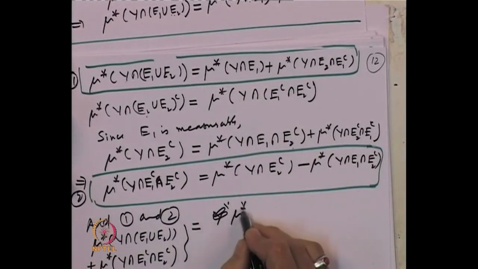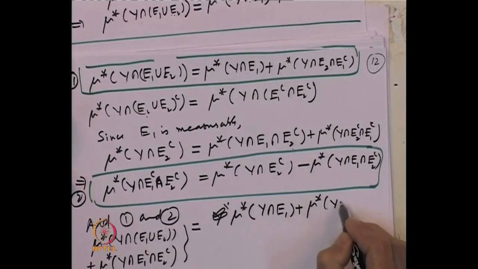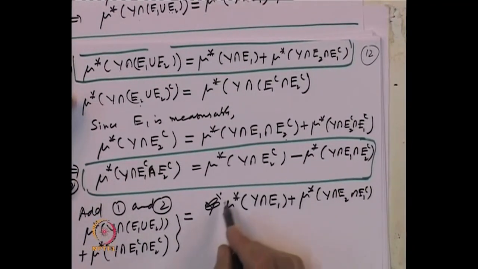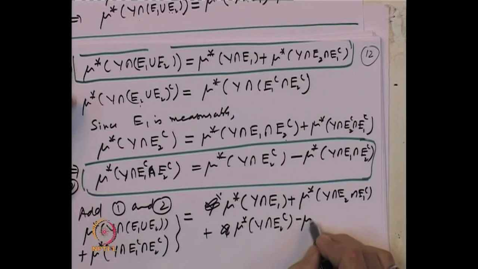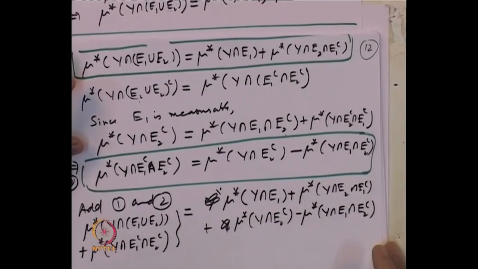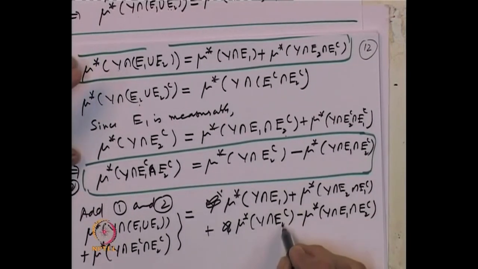So, this is equal to μ*(y ∩ E1) plus μ*(y ∩ E2 ∩ E1 complement) plus μ*(y ∩ E2 complement) minus μ*(y ∩ E1 ∩ E2 complement). Okay. So, this is what we have gotten, and we want to check that this should come out to be equal to μ*(y). Now, let us again try to use this, the μ*(y ∩ E2 complement) here, and that is E1 ∩ E2 complement.